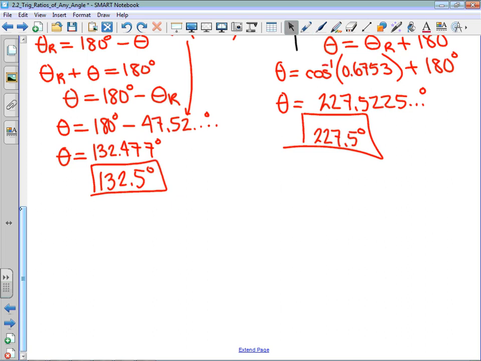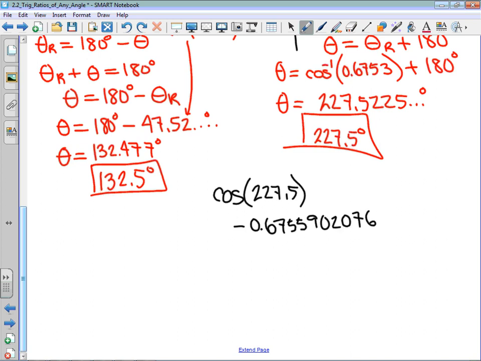If I wanted to check it, I would just type into my calculator cos of 227.5. What I get is negative 0.67559020076. That is not exactly the same thing as we started with; the number we had above was negative 0.6753. It's not exactly the same, but that's because we rounded. Because we rounded to the nearest tenth, we should expect it to be accurate to at least the nearest tenth, and it is. If we use the unrounded number, it would give exactly negative 0.6753. So as soon as you start to round in these questions, your verification has to take that rounding into account.